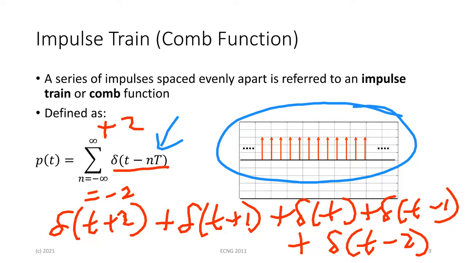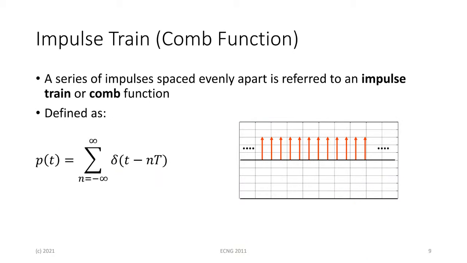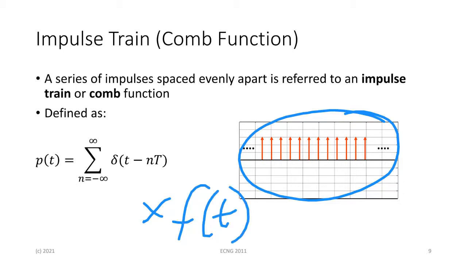So this now is an impulse train, and this is what I use to sample. If I was to take this and multiply it by some continuous time signal f of t, what do I get? Well, we know from the properties of the impulse that every single one of them is going to pick out a value of f of t at that particular point.